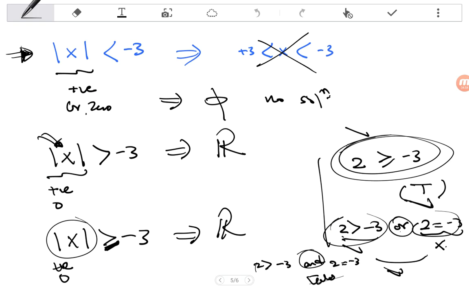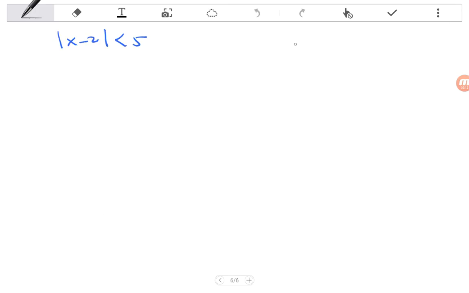Whenever I have on the right hand side a negative value, we have in this case other solutions. It may be phi, it may be R, it may be other things based on the domain, and we'll see some examples on this case. If I told you solve absolute x minus 2 is less than or equal to 0, what is the solution of this inequality?